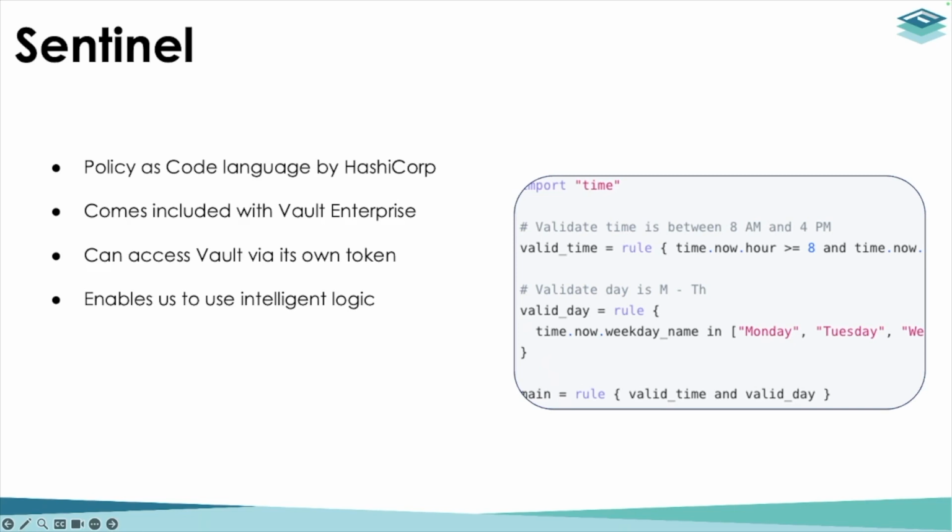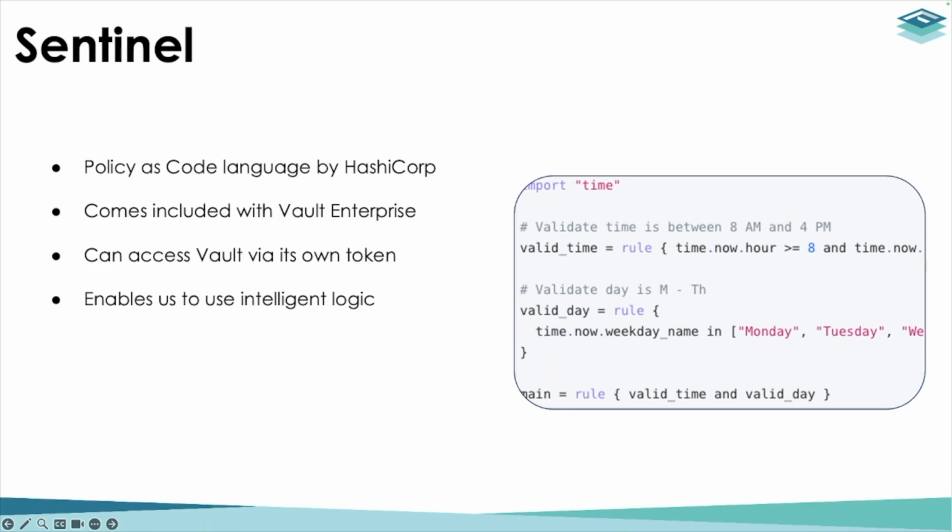Sentinel, for those that are unaware, is a policy as code language and framework by HashiCorp. It comes included with Vault Enterprise and it can access data on Vault via its own Vault access token. What this allows it to do is some really fun shenanigans. If you recall earlier, I said that the payload of JSON Web Tokens can be trusted if it is signed by a trusted server, and I also said that some of the metadata of a JSON Web Token can be stored in Vault whenever a token logs in.